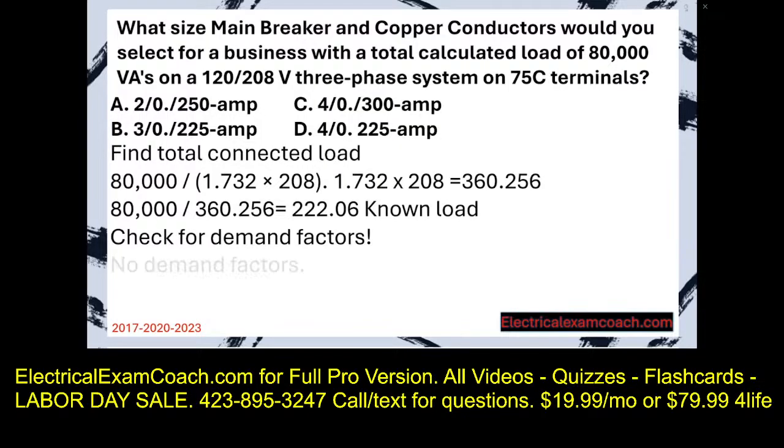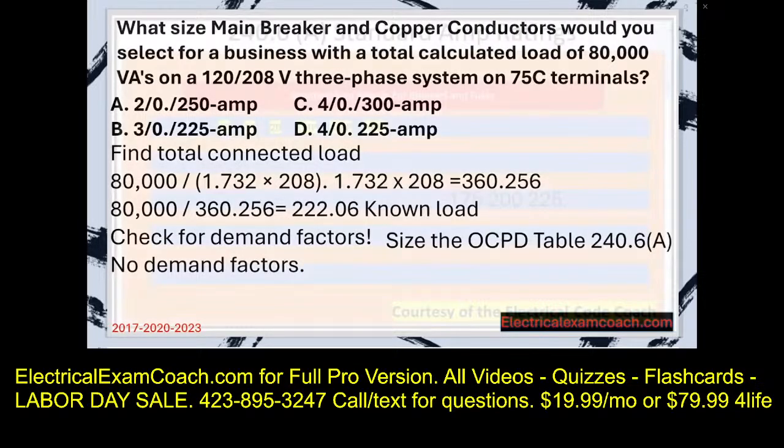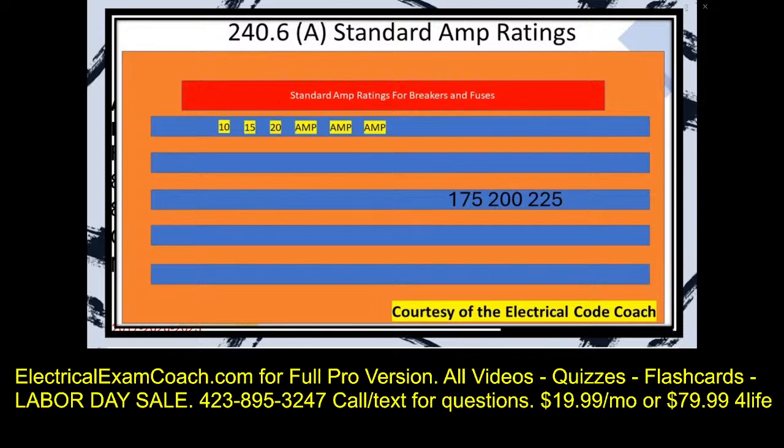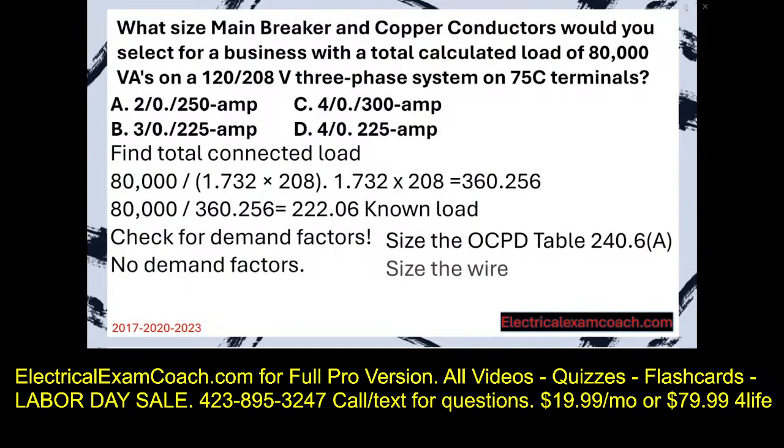In this case, there are no demand factors, so we can size like normal. Let's size our overcurrent protective device first, based off of 222 amps. We head to table 240.6(A), and we choose the next standard size. And in this case, it's going to be a 225.